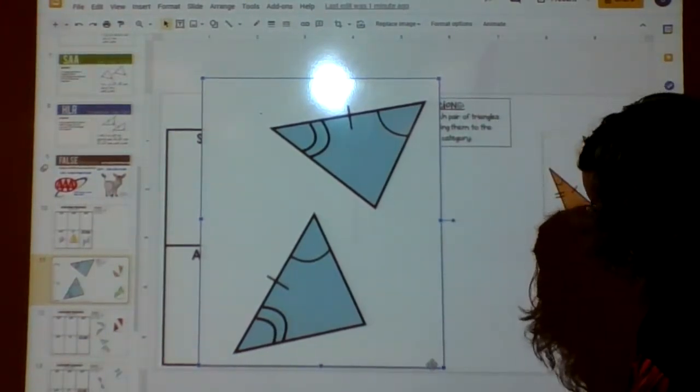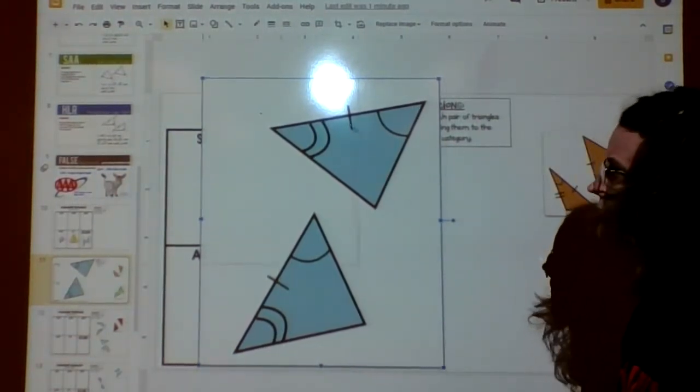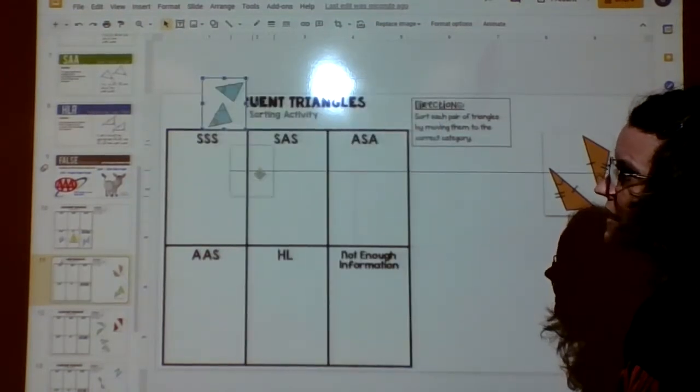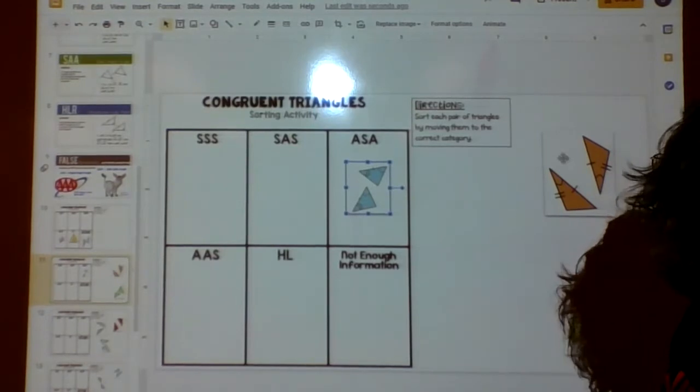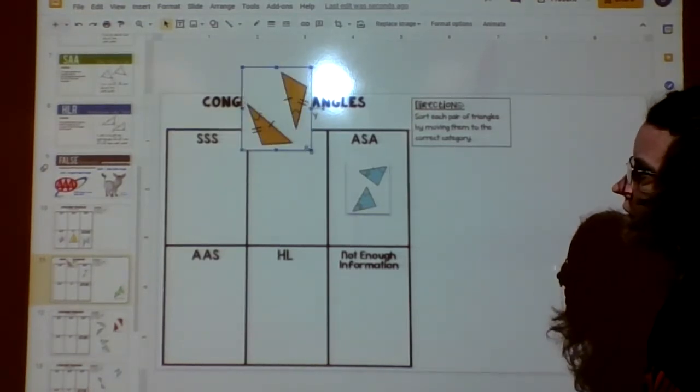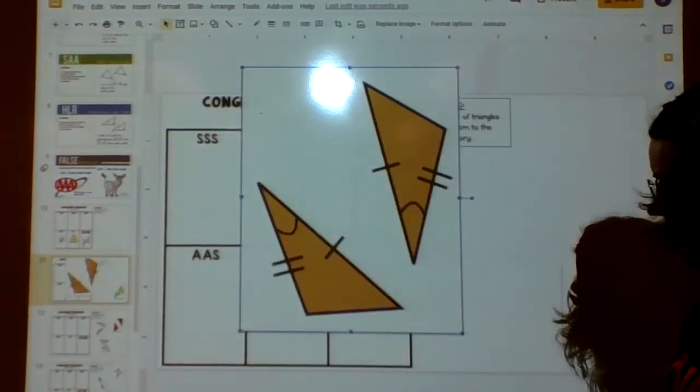And so, okay, little buddy, let's make you nice and small again. Shrink you back down. And this one was an angle, side, angle. Come here, big fella. Come on, little fella. Now you're a big fella.